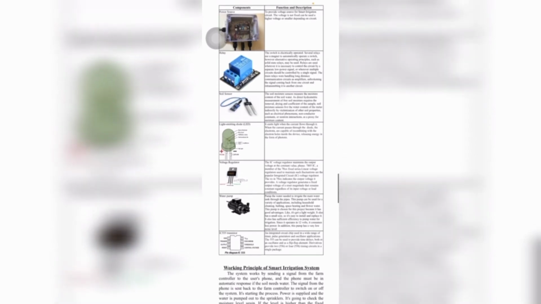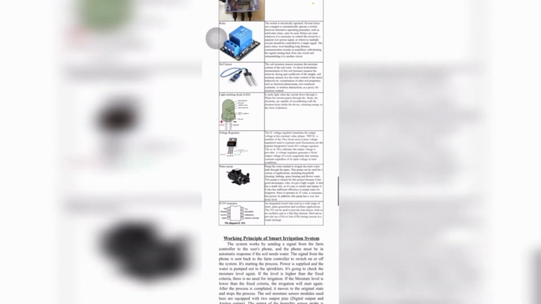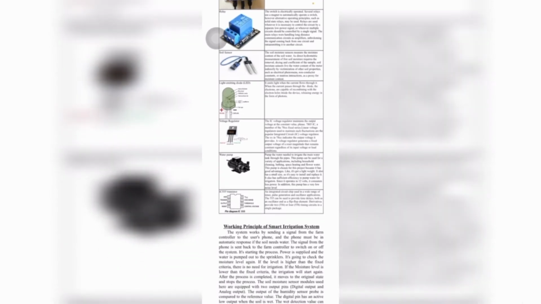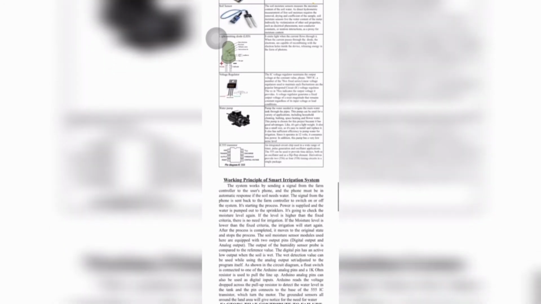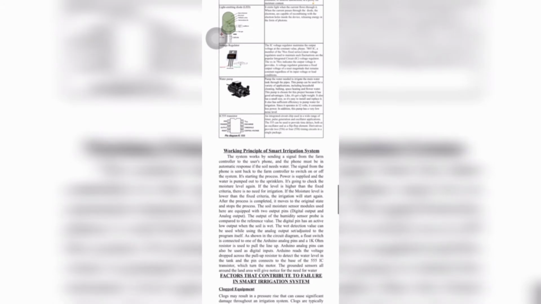The third one is the soil sensor. Like I explained before, this sensor will detect the moisture content in the soil, so we can get the data about how we should water the plant. Next is the LED. The LED will emit light when the current flows through the circuit, so we can make sure that the circuit is functioning. Next is the voltage regulator. This IC voltage regulator maintains the output voltage at a constant value.